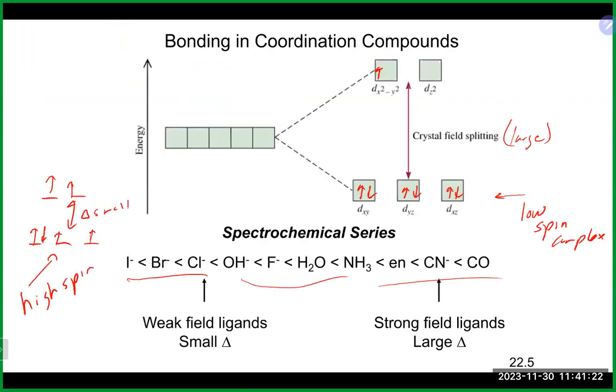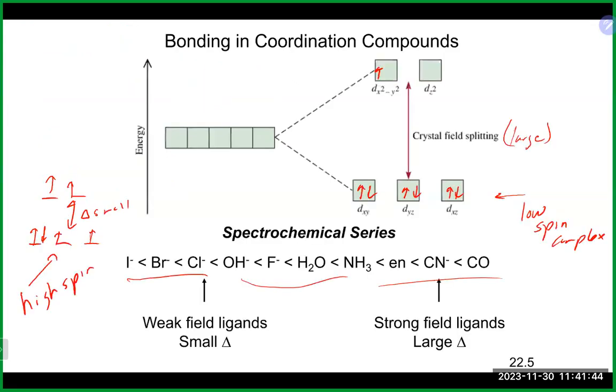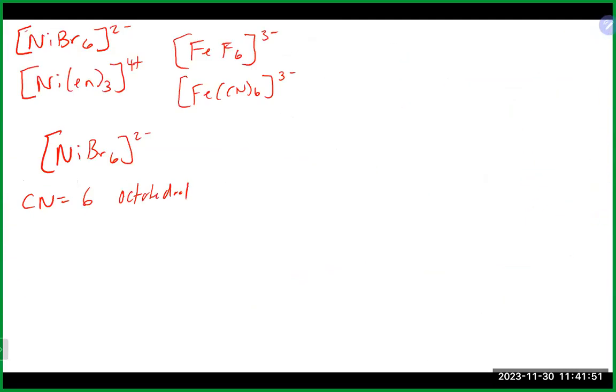So for example, if we look at this first one here, which is our NiBr6, first off, the coordination number is going to be 6 in this case, right? As Br is monodentate. That also tells us we're going to be looking at the octahedral splitting. And that splitting is what we've been looking at, with our non-squared orbitals on the bottom and our squared orbitals on the top. So we're going to get that splitting happening here.